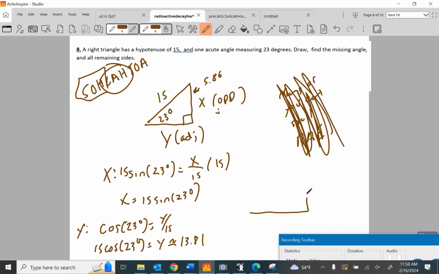Now I asked you to finish the triangle. We've got side lengths of about 5.86, 13.81, 15, and this is 23 degrees. You should know full well that the other angle is going to be 90 minus 23, because we already have 90. That should be 57 degrees. So there's a flashback from geometry, and I think there's one more I'm going to do on these.